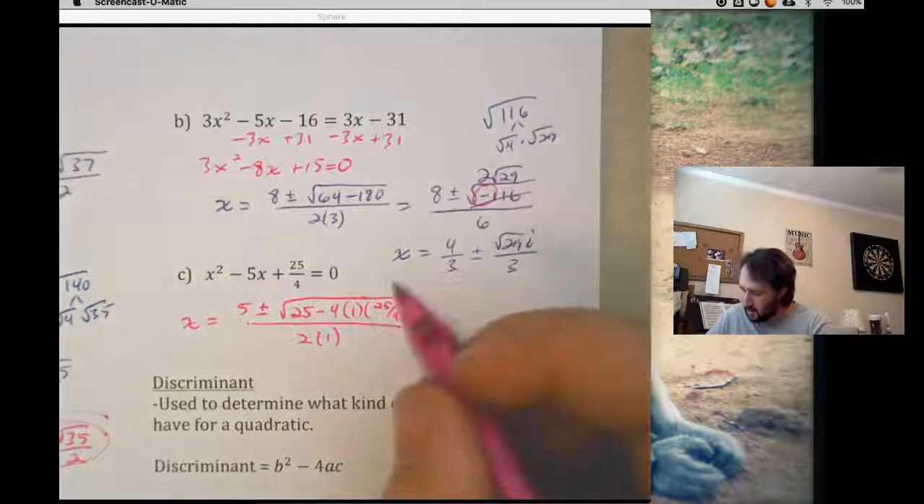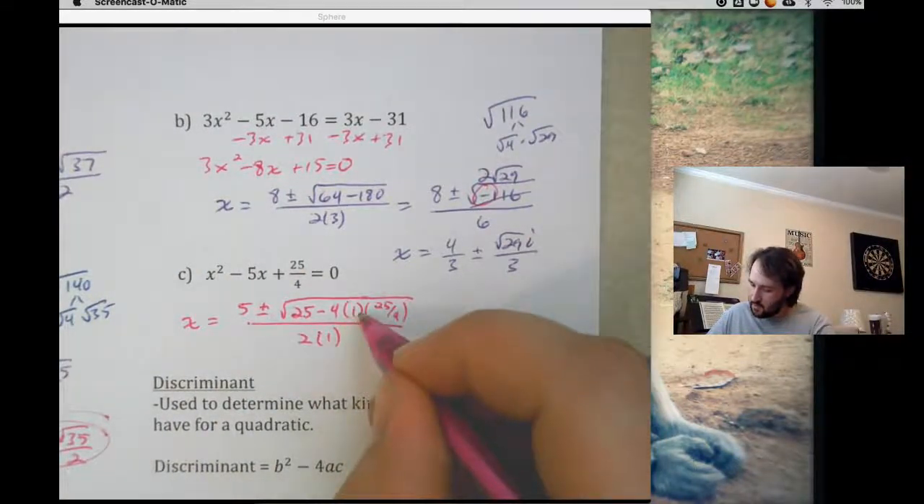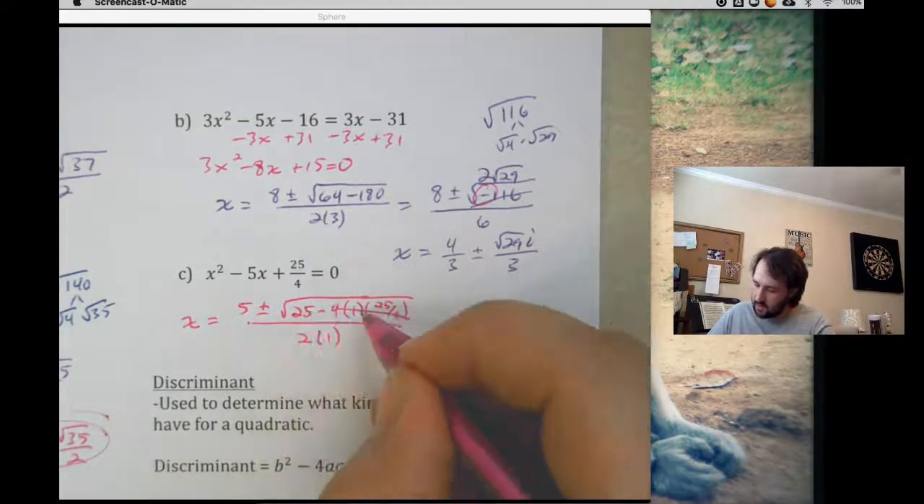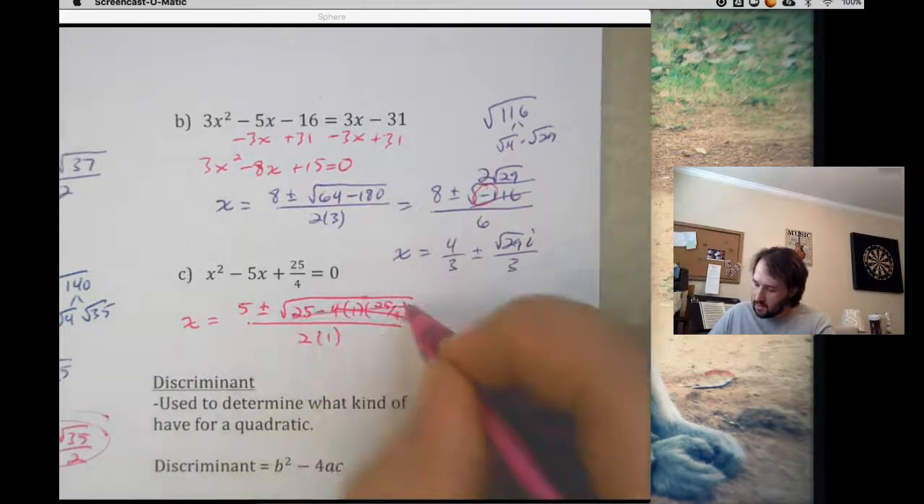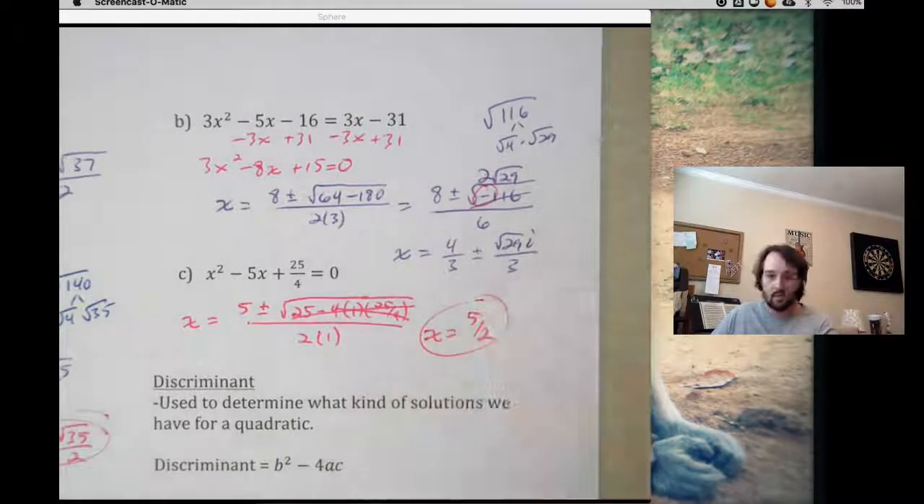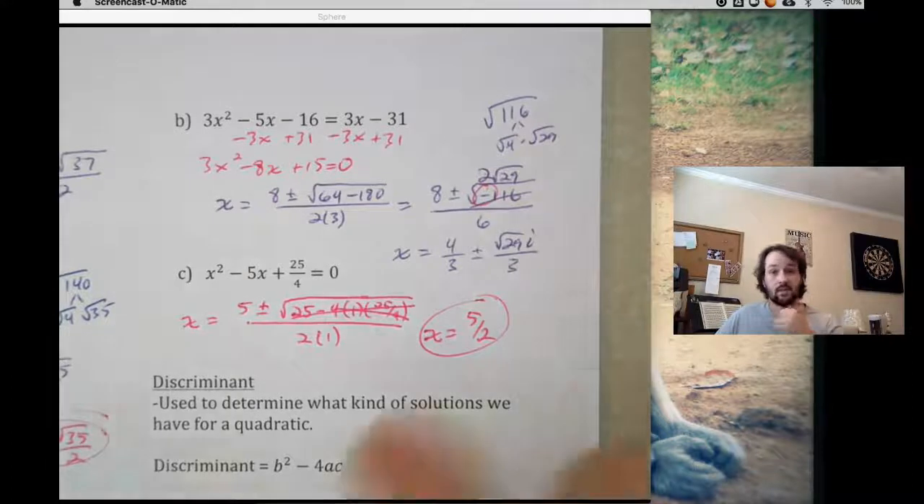Well, dang. Because 4 times 1 times 25 over 4 is just going to come out 25. So 25 minus 25 is 0. So this solution will just come out 5 over 2. There's only going to be one solution. It's not imaginary because you're not taking the square root of a negative number.